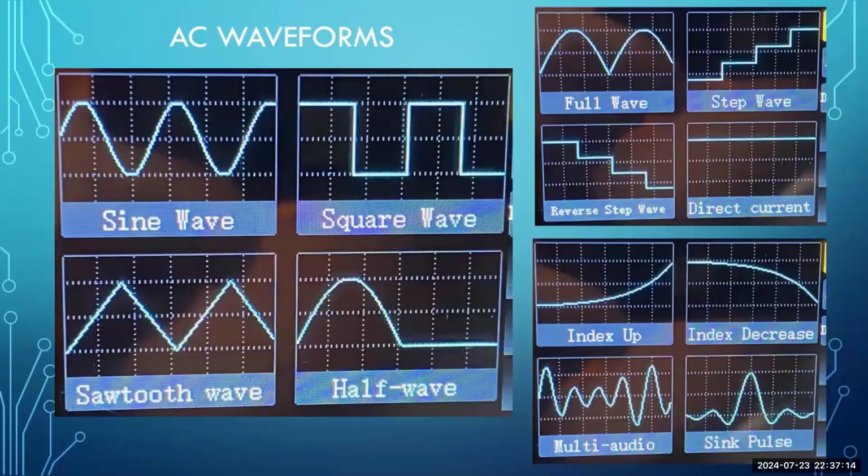So wave shapes, we talked about this. This is capable of generating sine wave, square wave, sawtooth or triangle wave, half wave, full wave, I mean, all of these. And we'll be using some of them. We will not be using all of them in the training videos, but you've got more than enough to keep you busy for quite some time.